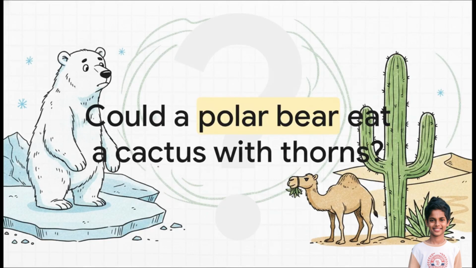Let's apply what we just learned. Think about this for a second. Could a polar bear eat a cactus with thorns? The answer is absolutely not. No way. A polar bear is adapted for the freezing Arctic, not the scorching desert. Only an animal perfectly adapted to its habitat, like the camel with those tough, thick lips, can munch on prickly desert plants without hurting itself.